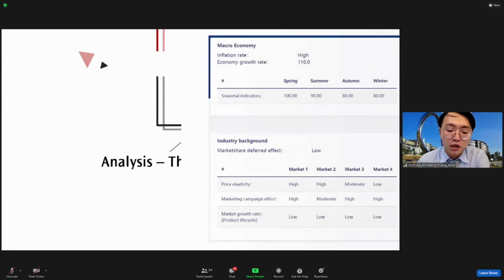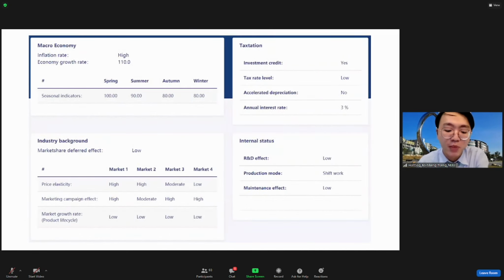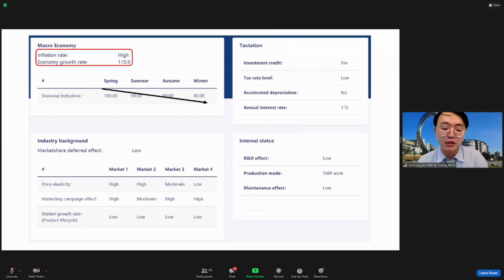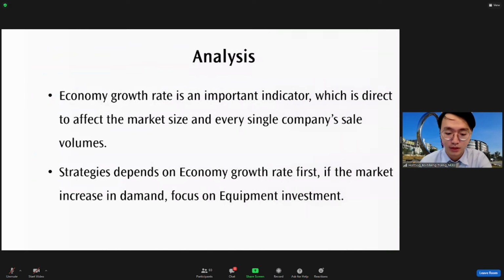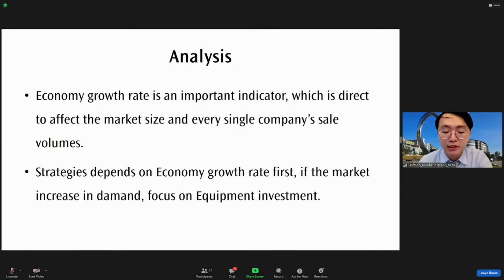Okay, so when the competition starts, we don't have enough available information to refer to. So it all depends on inflation rate, economic growth rate, and the market share deferred effect in the environment. Moreover, during a 6-week workshop, we found that economic growth rate is an important indicator which directly affects the market size and every single company's sales volumes. So we keep checking the economic growth rate to decide our strategies.